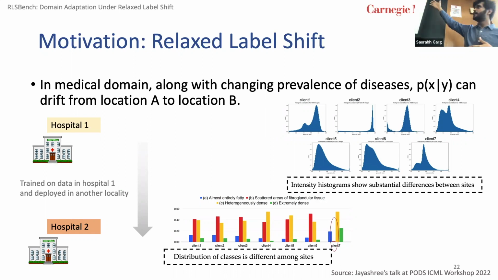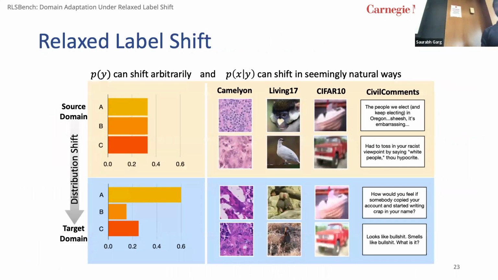We have taken this from some past work where people do observe that the label proportions change a lot, and simultaneously there are some shifts in P of X given Y for each class. So this motivates the relaxed label shift setting. To make the setting very clear, here we assume that P of Y can arbitrarily shift. And for now, we'll say that P of X given Y can shift in seemingly natural ways.